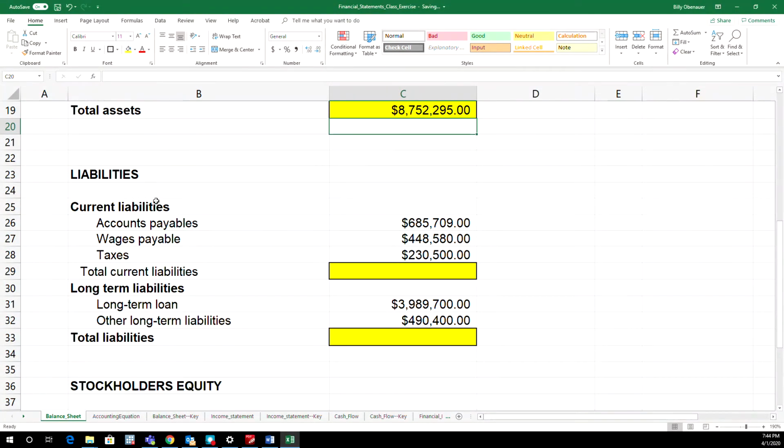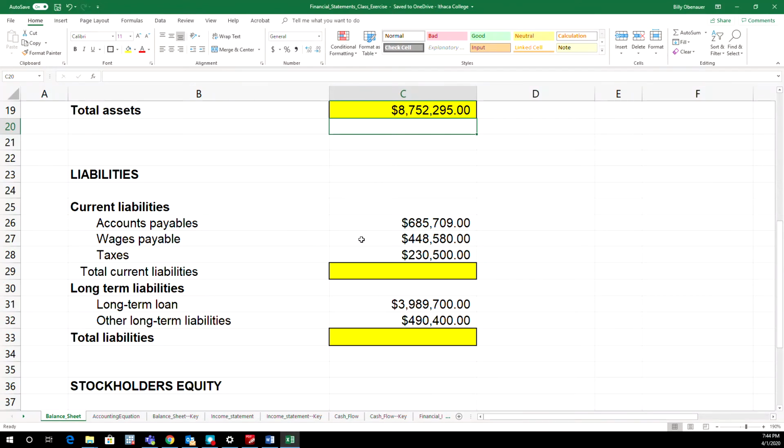Okay, and in this case, we start with our current liabilities. Remember, liabilities are costs that are incurred to outside stakeholders aside from shareholders' equity. So our current liabilities are things that we have to pay in the very near-term future. We start with accounts payable. Maybe we purchased some product and we haven't been paid for it, but we have bills for it. That's an example of accounts payable, and we have $685,000 in accounts payable here.